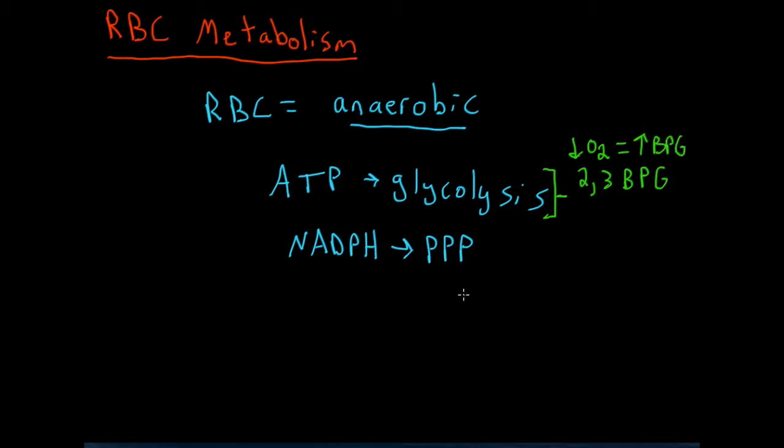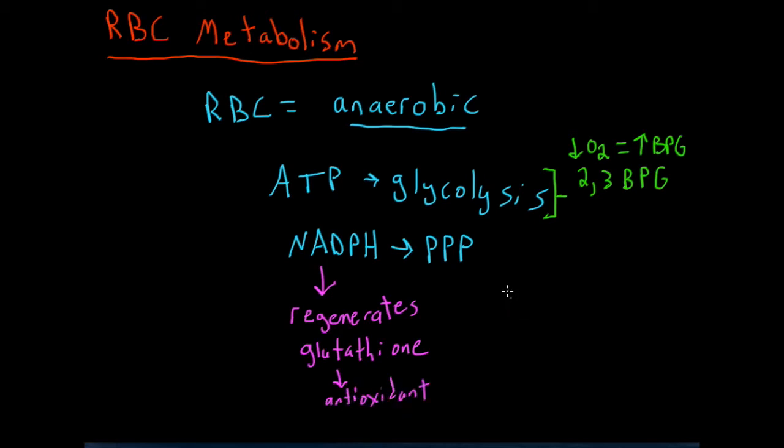Now, what about the pentose phosphate pathway? Well, NADPH, it turns out, is an extremely important molecule for regenerating glutathione. And glutathione is a very powerful antioxidant. So glutathione is responsible for detoxifying hydrogen peroxide. So when glutathione hasn't been regenerated, it actually forms a disulfide complex with another glutathione molecule.